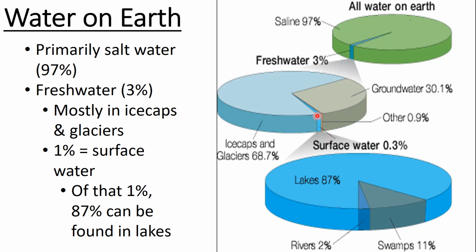Now, when we break out the surface water again, you can see that lakes are the vast majority. This was something that really surprised me because I think in the American Northeast, we have so many rivers, and we think of lakes kind of as farther away, like the Great Lakes, but they are the largest percentage of the 0.3% of water. And then, of course, you have swamps here at 11% and rivers at 2%.